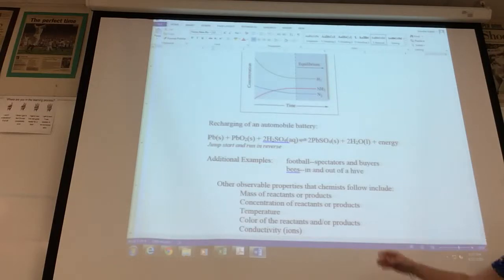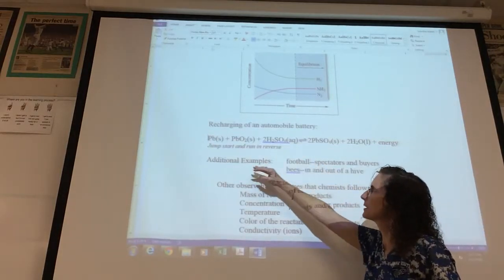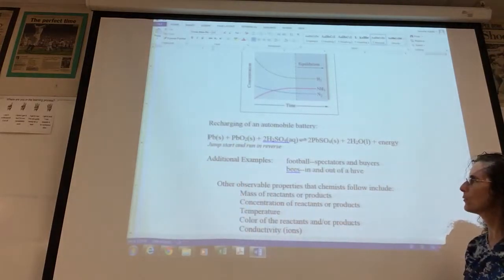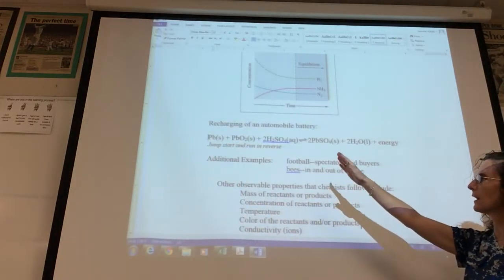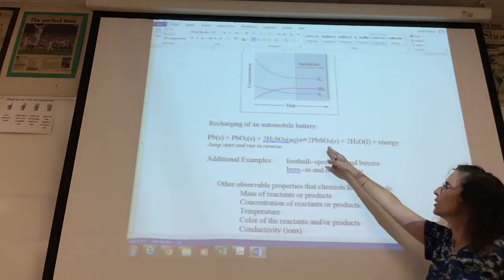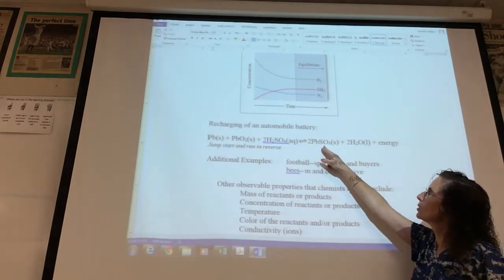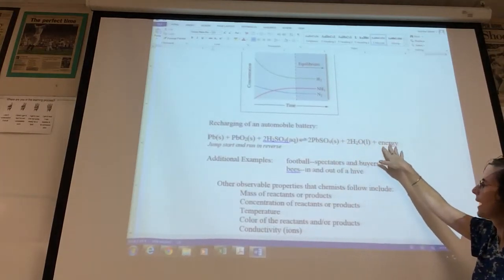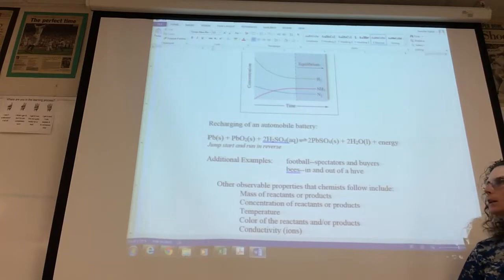So car batteries contain sulfuric acid, you have lead and lead four oxide, and the forward reaction shows that lead four oxide and sulfuric acid are reacting to form lead two sulfate, water, and energy. Now your car can go.